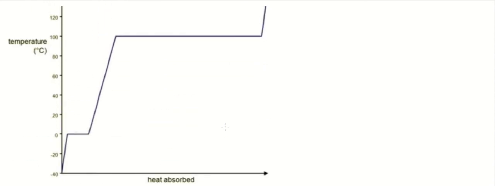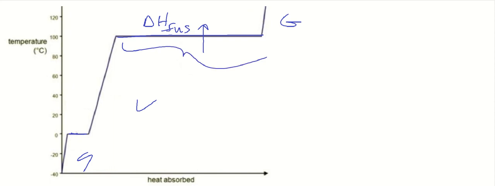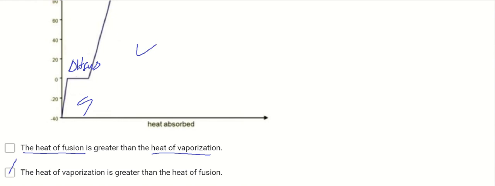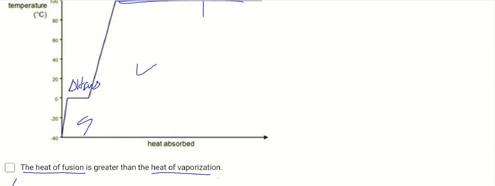The heat of fusion is the energy required to go, all right, so here's your solid, here's your liquid, here's your gas. So to go from liquid to gas, you've got to cross this. Sorry, this is the heat of vaporization. I was just reading the problem. This is the heat of fusion. So hold on, let me read that statement again. The heat of vaporization, yeah, so this is true. The heat of vaporization is greater than the heat of fusion, for sure, for water.